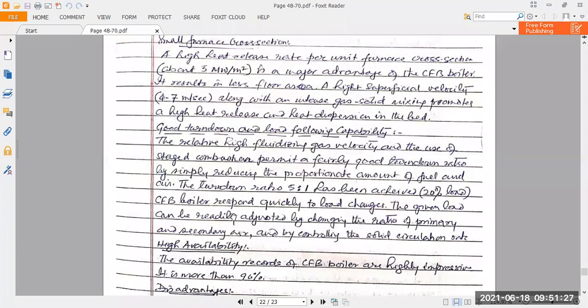CFB boilers respond quickly to the load change itself. Given this high ratio of air to fuel, a quick response to the load changes can be achieved, and the load can be easily adjusted by changing the ratio of primary and secondary air and also by controlling the solid circulation rate of the cell.